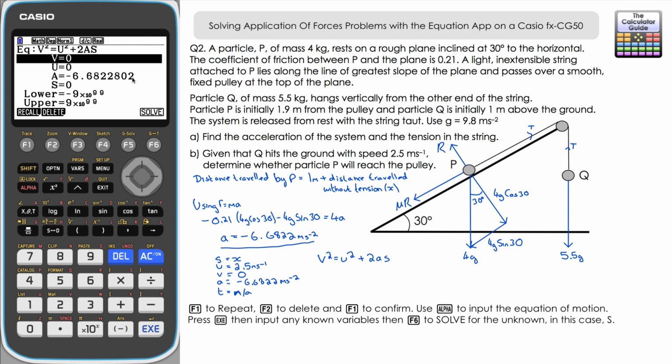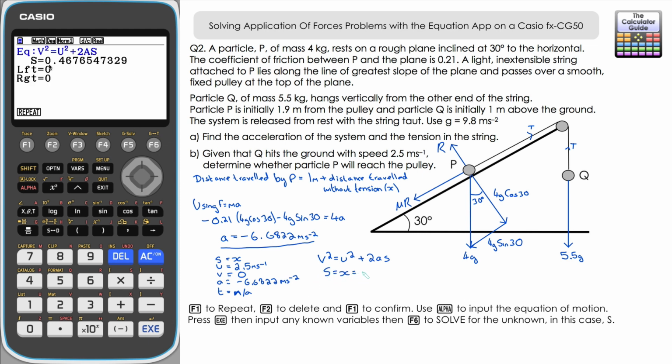Now notice how the a is already in there from when we solved it just now. We've already got the acceleration stored from the previous calculation. So we just need to fill in what else we need. We know v is going to be 0 and u is going to be 2.5, and then down to s, and we want to actually solve this. So F6 to solve. And here we have our distance, 0.46765 to 5 decimal places. So that is how far it travels after the string becomes loose.